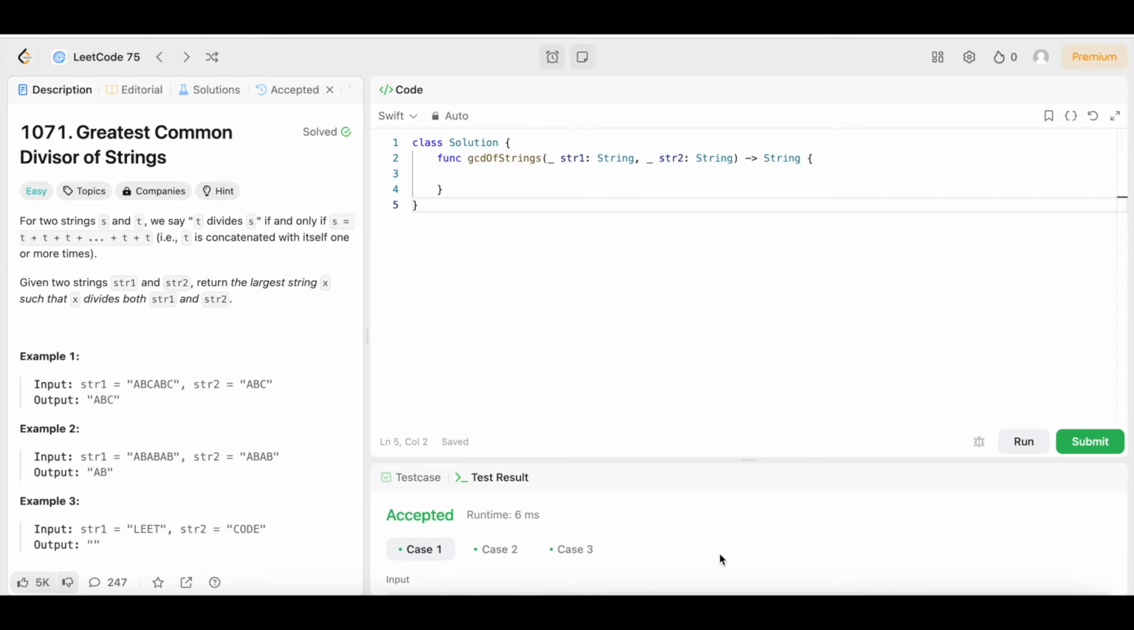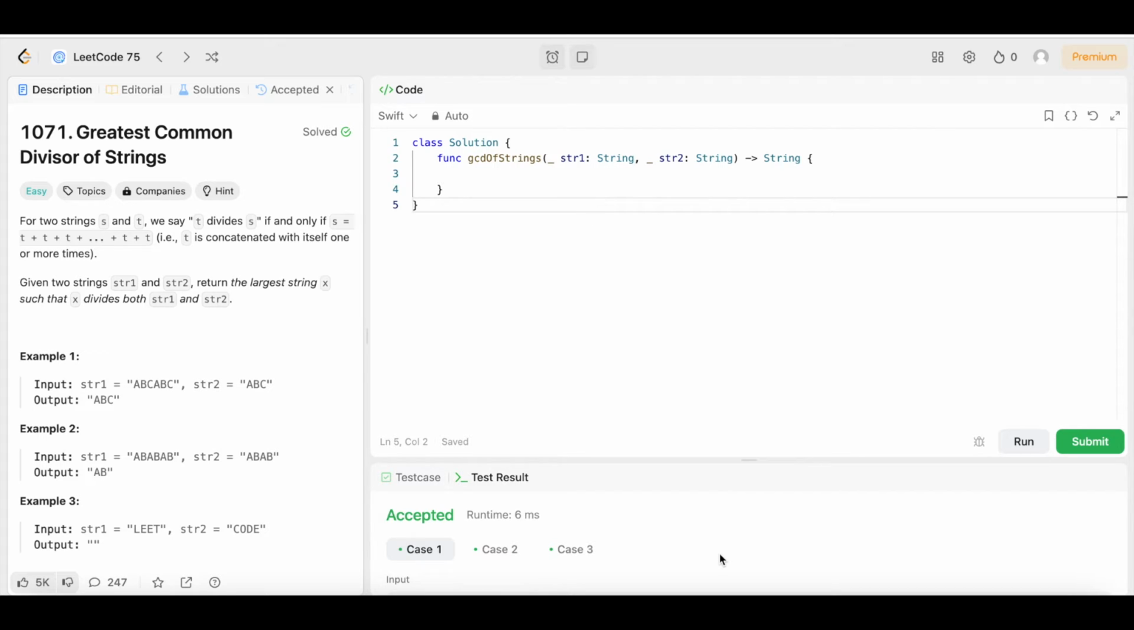So let's look at example 2. In example 2, it says input str1 equals ABABAB, str2 equals ABAB. Output AB. That is because when you divide it, you see AB could go into str1 or str2. You could divide both of them and you'll still get AB.